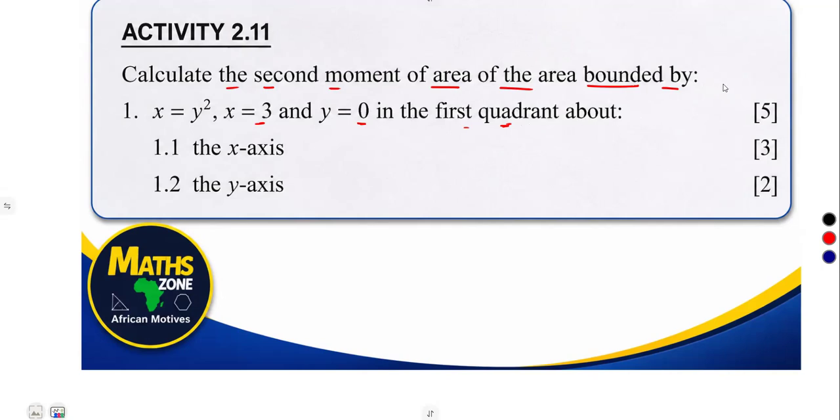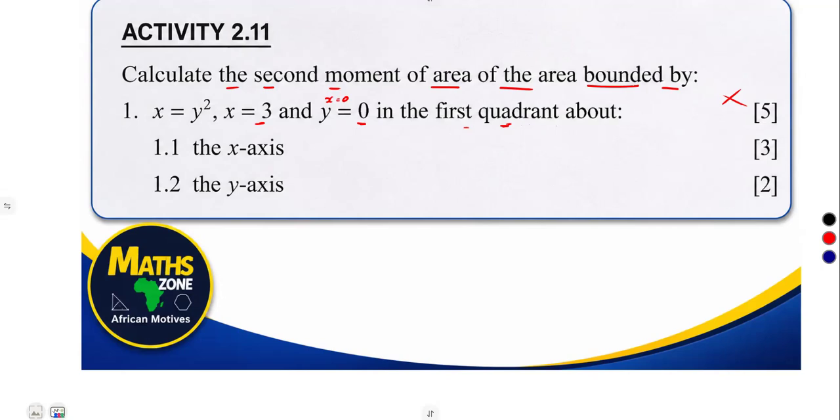All right, so first let us consider the sketching part of the graph. We're going to take it about the x-axis and also about the y-axis. If you are going to sketch this graph, it is easier since we have the limits here for x. x is equal to 3. Take note, when y is equal to 0, it simply means x is equal to 0.